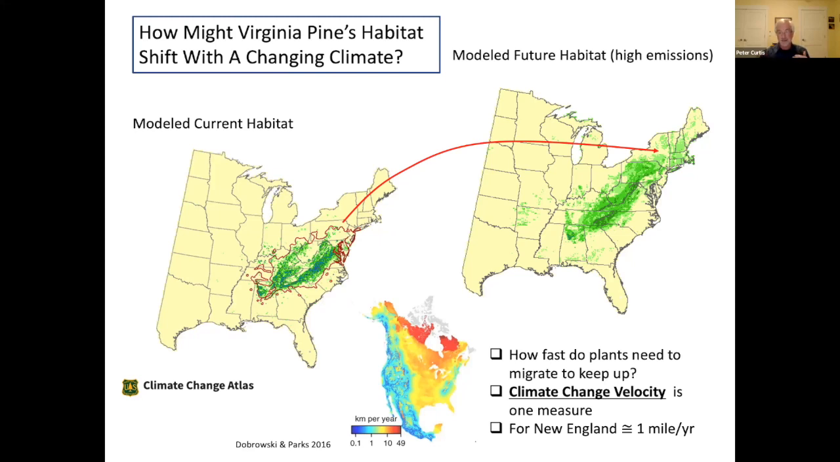Now, okay, so a mile a year, does that sound like a lot or a little? Well, again, a number which I was looking up, the distance between central Pennsylvania, where Virginia pine currently has its northern range limit, and western Massachusetts, about 300 miles. So at a mile a year, it may take a little while to get there. So again, just some numbers to keep in mind as we think about how plants migrate and where they may need to go. This is a plant that we know a lot about.